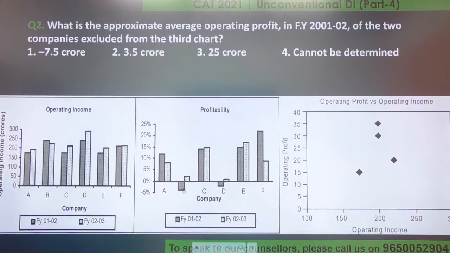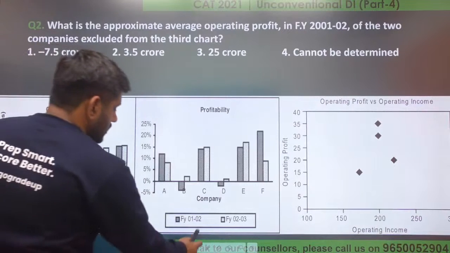Any answer for this question? Kriti Jain says fourth option. Okay, very good, Kriti. Let us do this then.